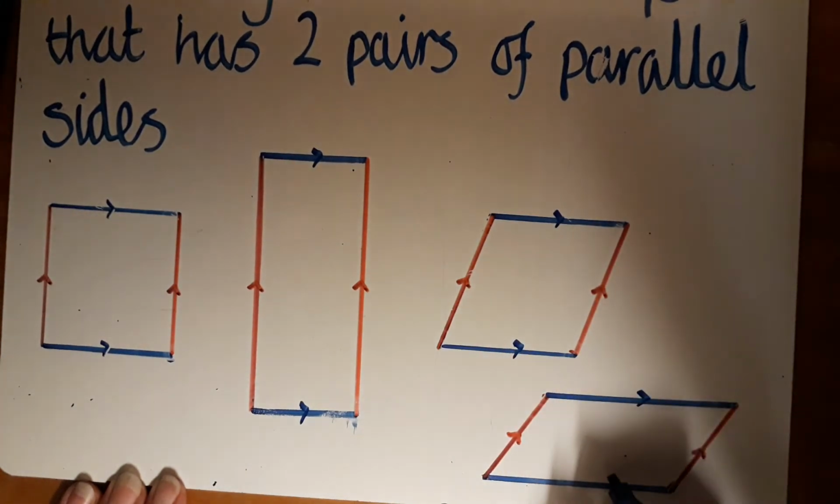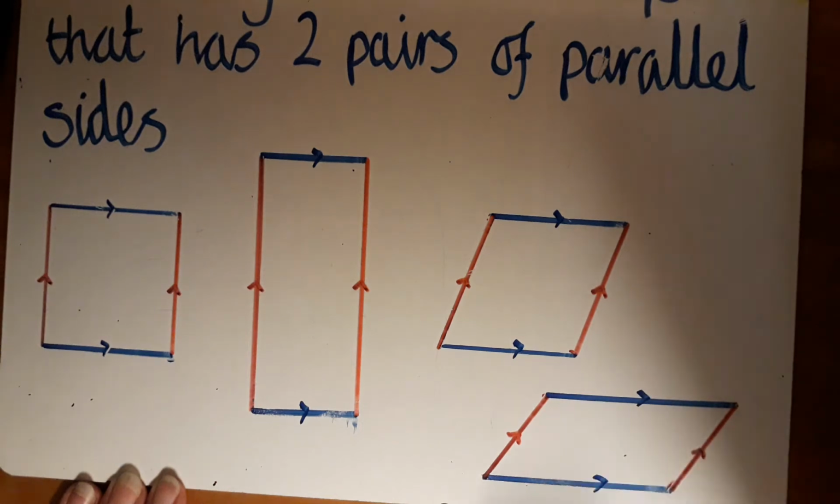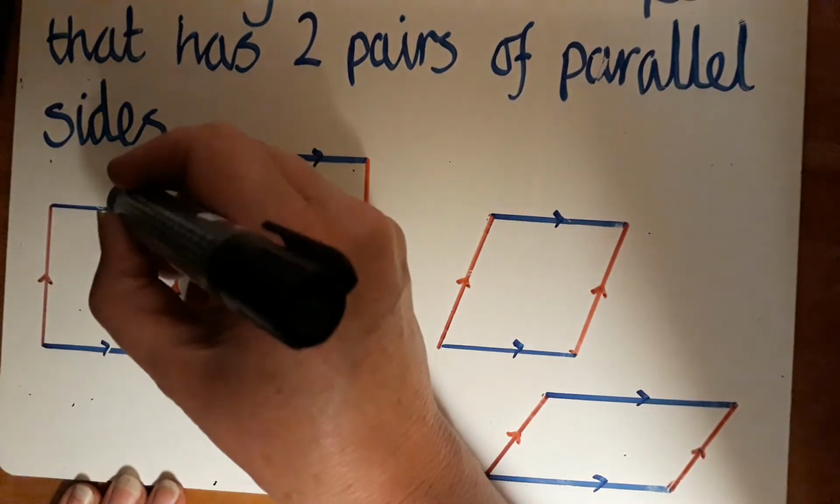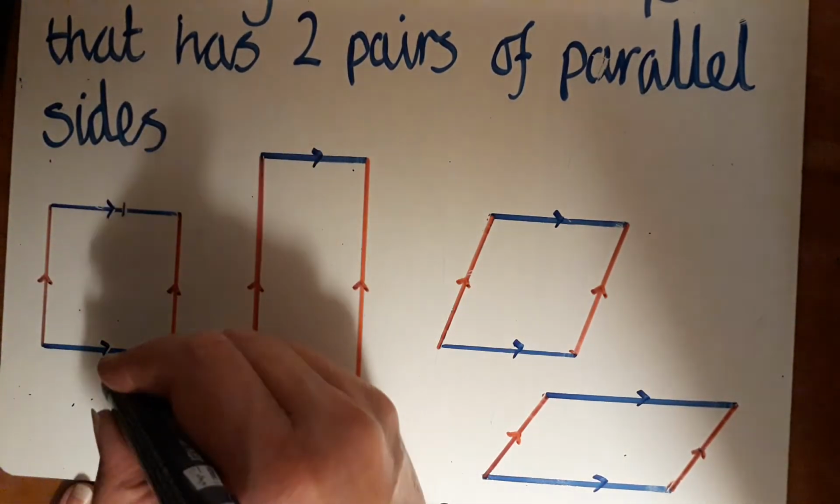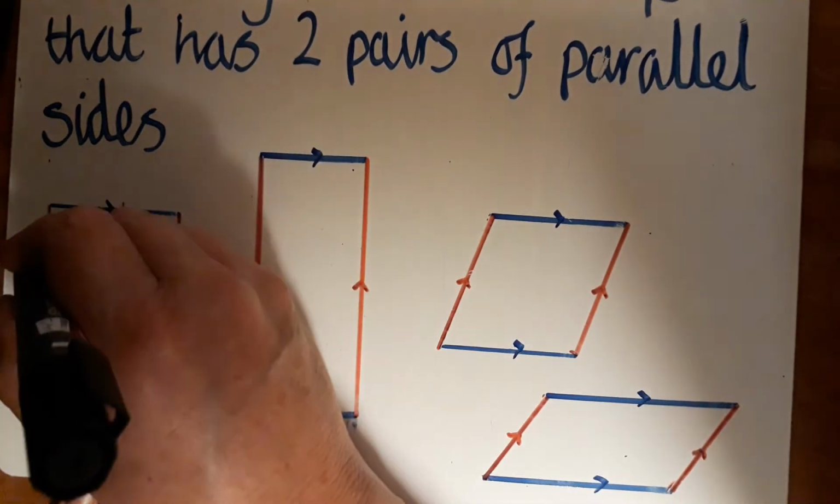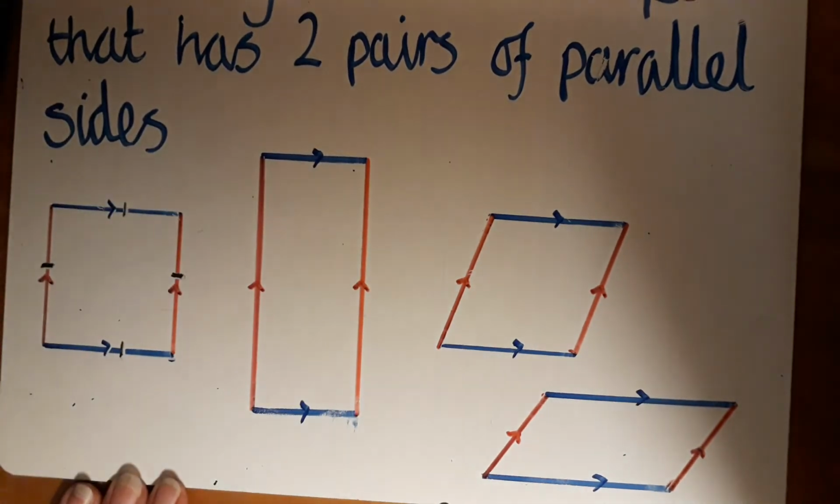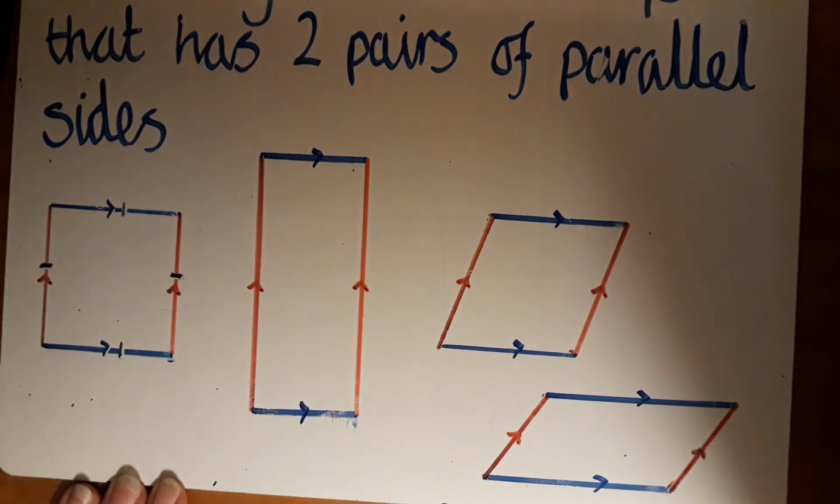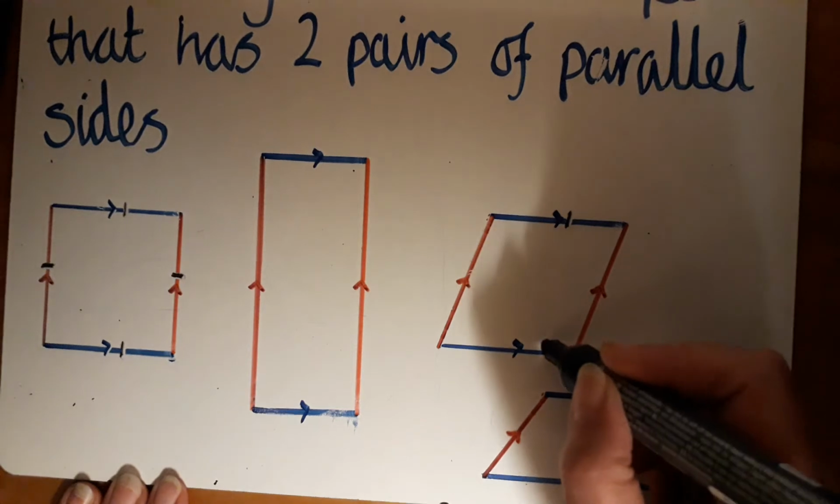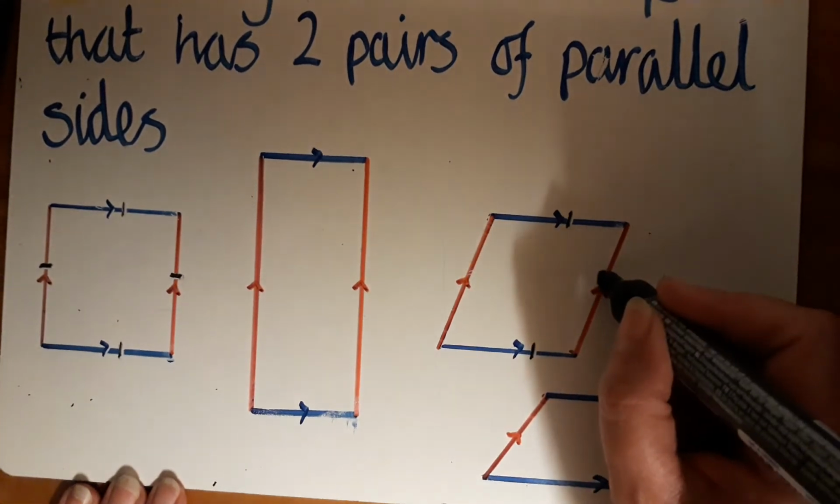Okay, and then also to begin to identify that in this shape all the edges, this little black line means all the edges are the same length. In this shape as well, all the edges are the same length.